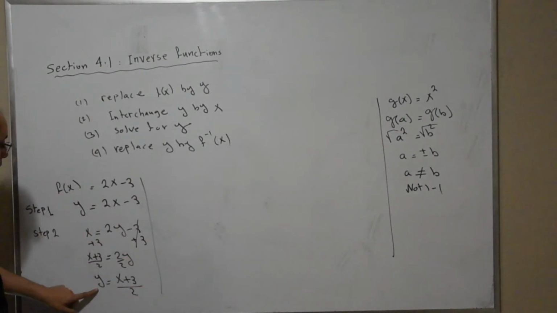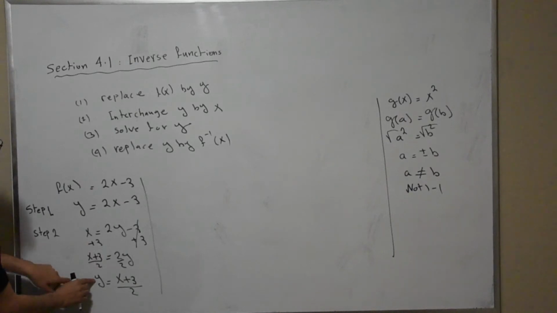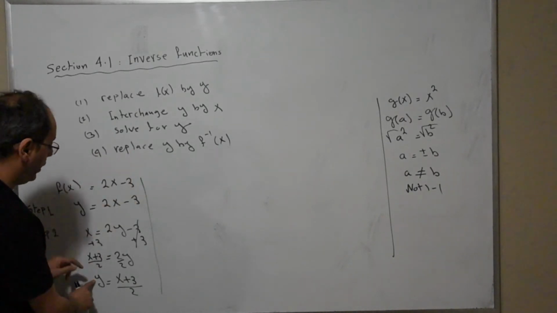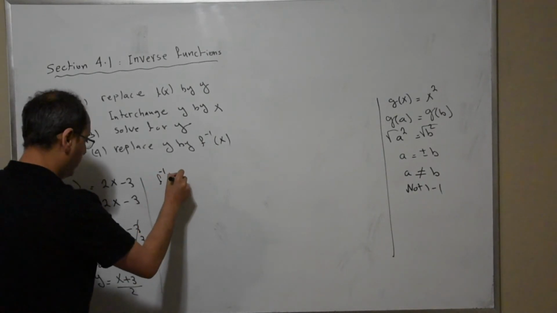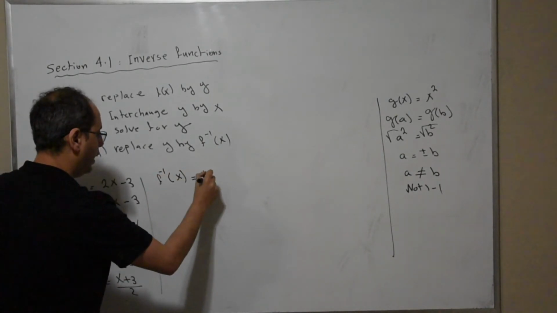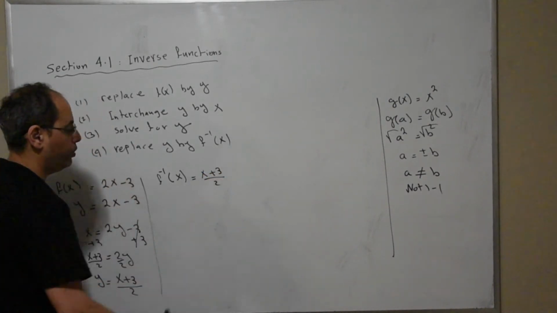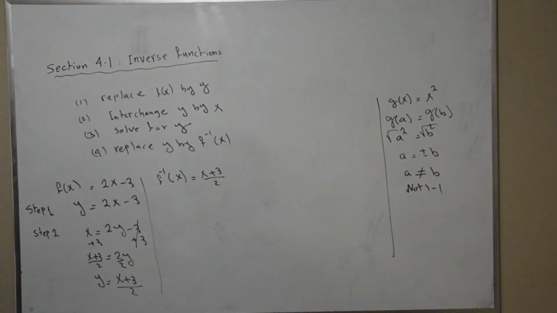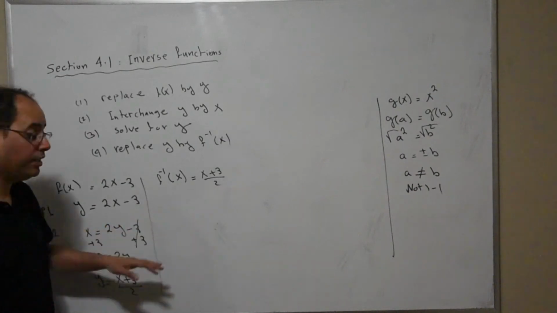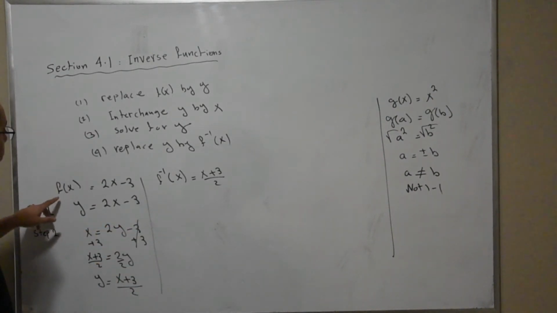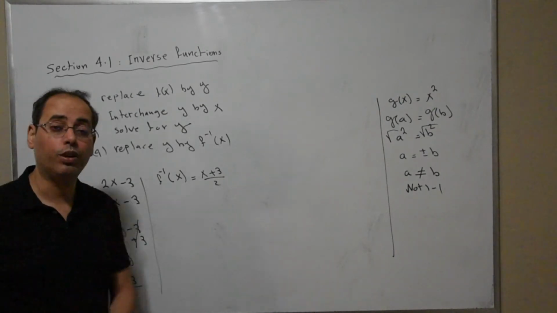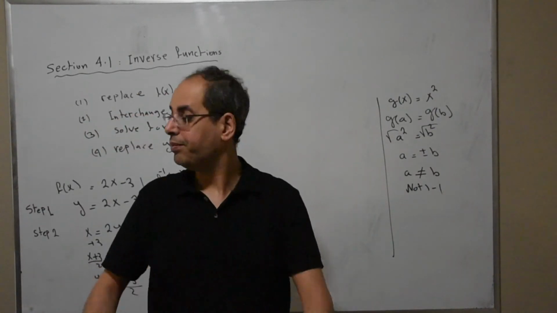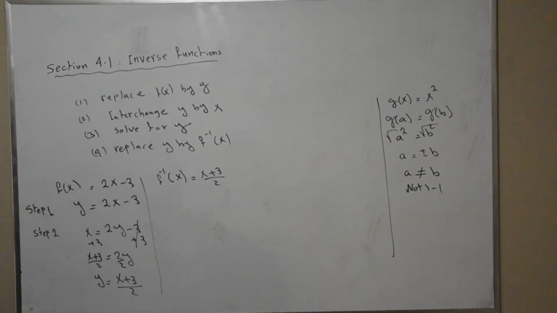Therefore, the last step is to replace y by f inverse. So therefore, the inverse function is x plus 3 over 2. Okay? And also you may test that by doing f compound f inverse and f inverse compound f, and what should we get? X. Alright, let's get another thing.